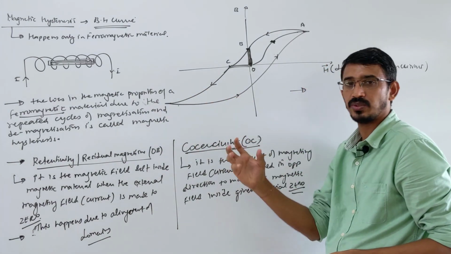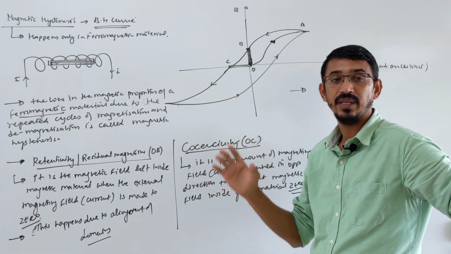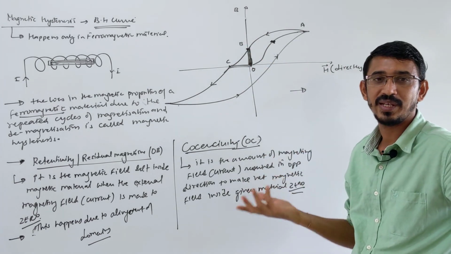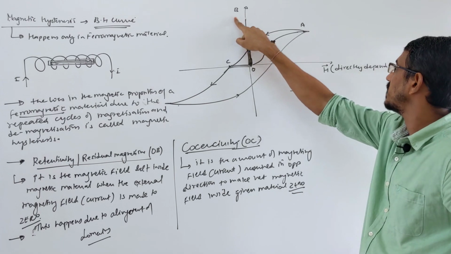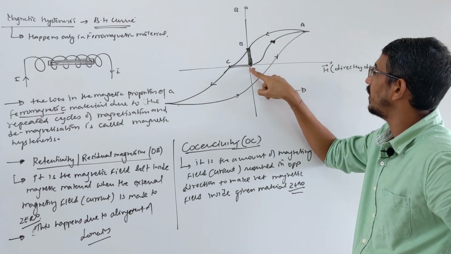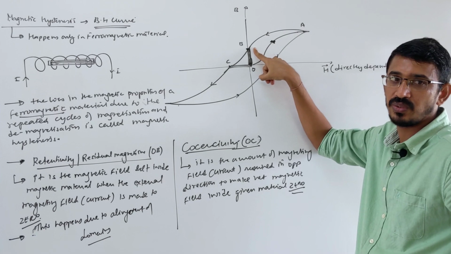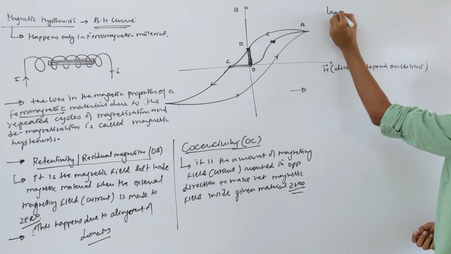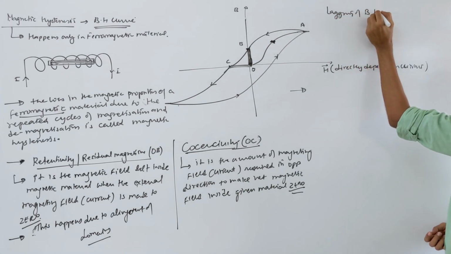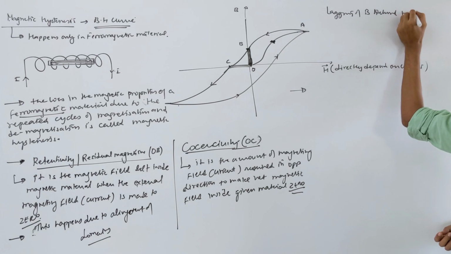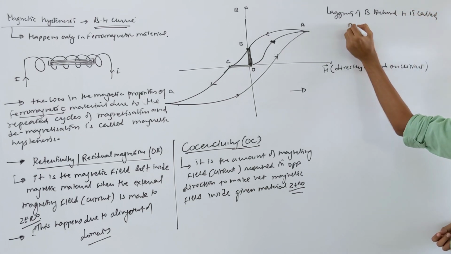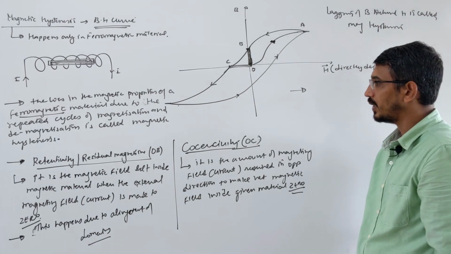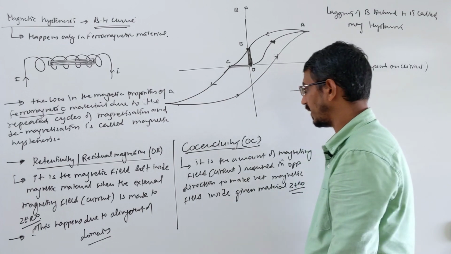In some books they write it like this also. The lagging of B behind H is called the BH curve or magnetic hysteresis. B will always be behind H. Look here, at this point H became 0, but B has some value. It's not 0 right now, so B is always lagging. So the lagging of B behind H is also called your magnetic hysteresis. These terms, retentivity and coercivity, you understood right now.